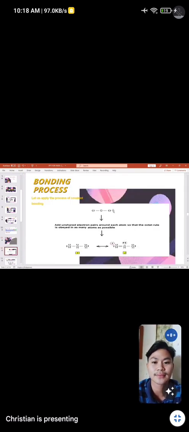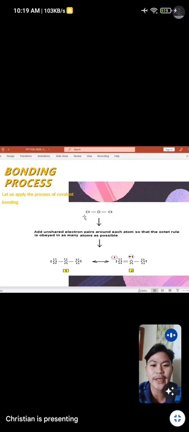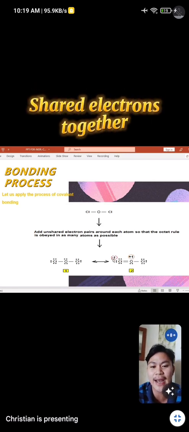Next is the bonding process. So let us apply the process of covalent bonding. So here, as you can see, the chlorine, oxygen, and chlorine are together. So, on the next process, add unshared electron pairs around each atom so that the octet rule is obeyed for as many atoms as possible. As you can see, the model here gained a lot of dots. So that is the first part of the bonding process, which is they shared electrons together.